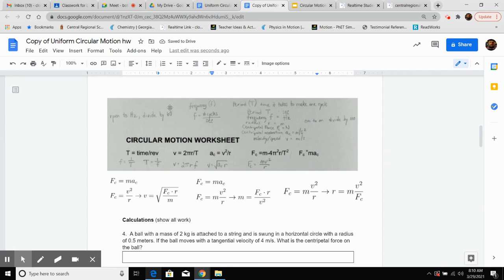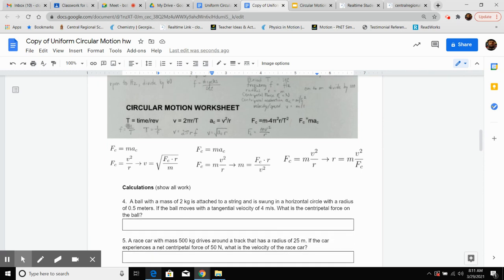You may not actually need all of these here, but these are just things to know. Period is capital T, the time it takes to make one cycle. Period is measured in seconds. Frequency is measured in hertz. Radius needs to be in meters. Centripetal force, newtons. Centripetal acceleration, meters per second squared. Velocity, speed, tangential velocity, tangential speed, V is in meters per second. Frequency, f, is the number of cycles per second. And a couple other extra equations here.